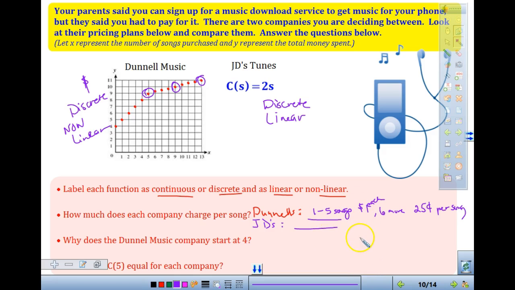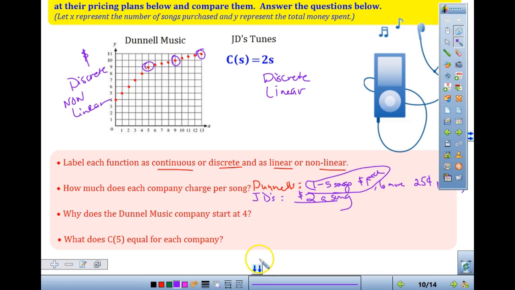But do you think it's easy to graph the 1/4 maybe? Yeah, but this part, we're not talking about this. We put this down. We said 1 to 5 songs, $1 each. Did you put that down? Okay, so then it's for 6 or more. JD's is always charging $2 a song. Very cool. Doesn't matter how many you buy, $2 a song.